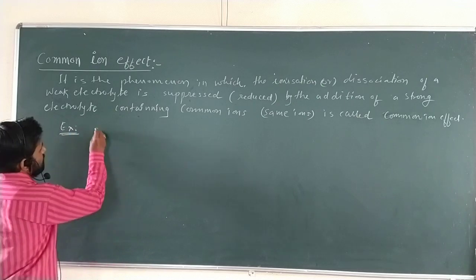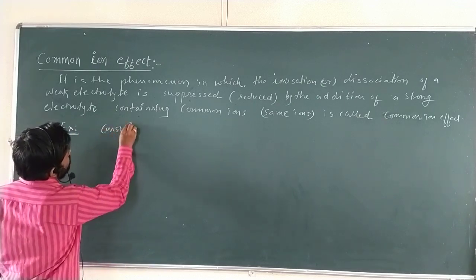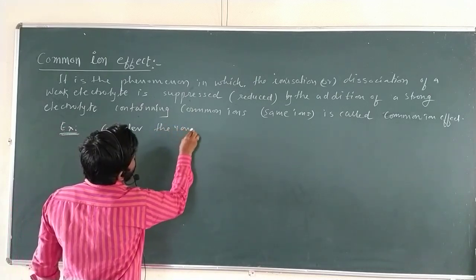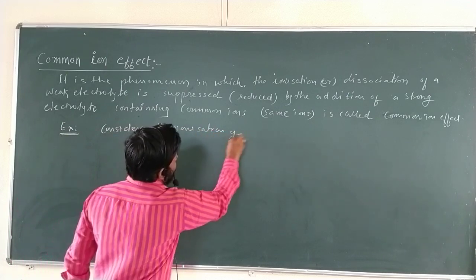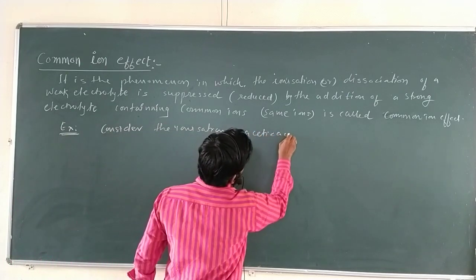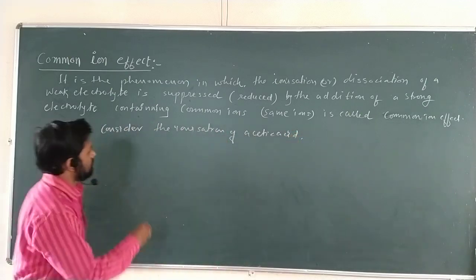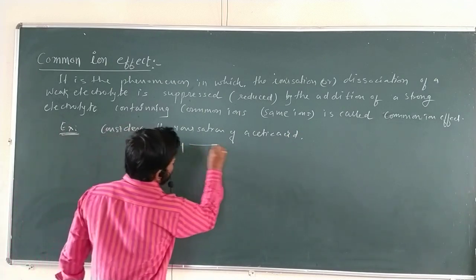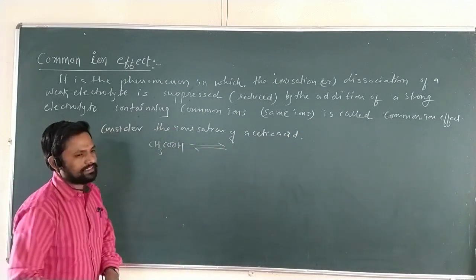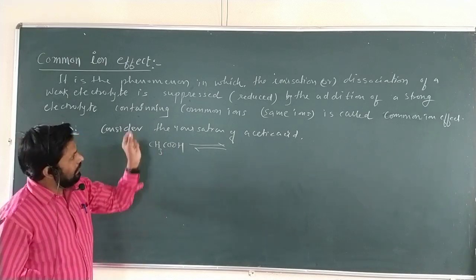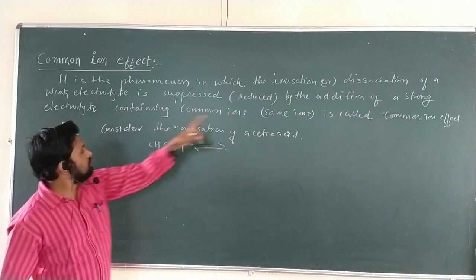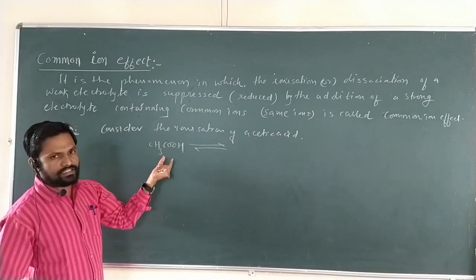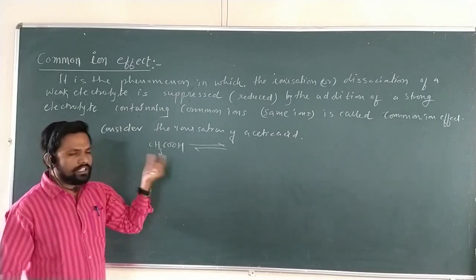For example, consider the ionization of acetic acid. As we know, it is a weak acid, CH3COOH, which is acetic acid. First of all, you have to understand the ionization of the weak acid. The ionization or dissociation of a weak electrolyte is suppressed. Here I am taking the weak acid, acetic acid, which is a weak electrolyte.